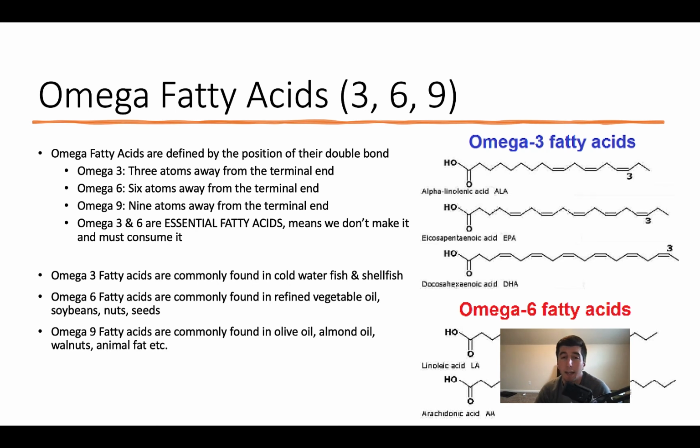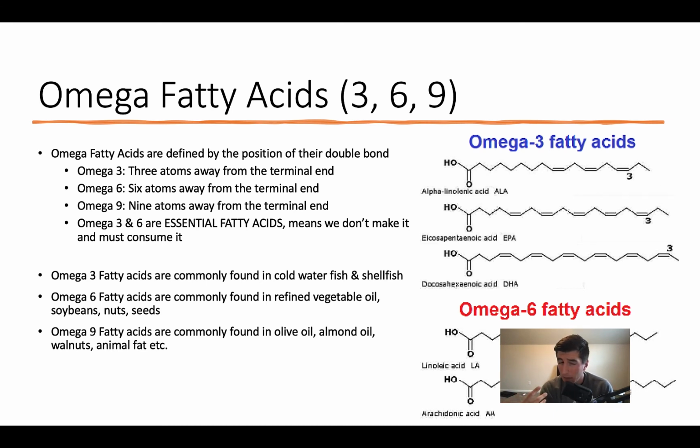Now, omega fatty acids are just how we describe where that double bond is. We go to the terminus end, that far end, and ask how many carbons in is that double bond. For this one, it's 1, 2, 3 carbons in, so it's an omega-3 fatty acid. This one here, 1, 2, 3, 4, 5, 6, so it's an omega-6 fatty acid. We also have omega-9 fatty acids.